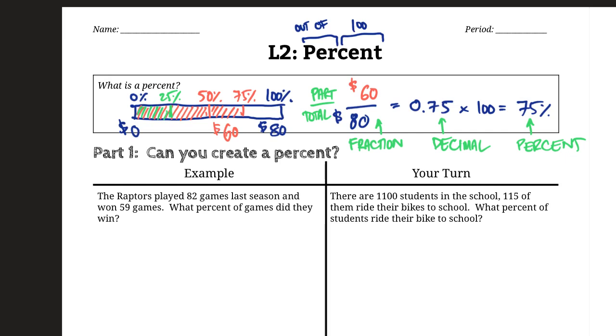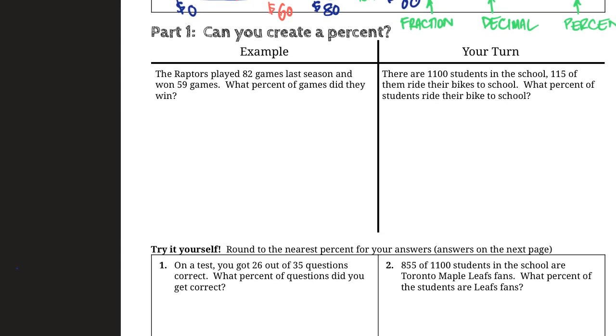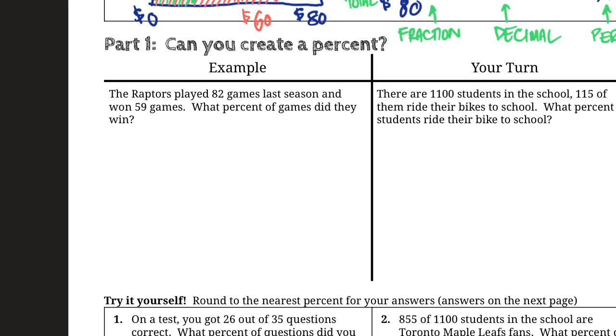So let's try another example. The example here: the Raptors played 82 games last season and won 59 games. What percent of games did they win? So what I would recommend for this, watch me do the answer, just watch it, then pause the video and copy down the solution. It's better to pay attention instead of just trying to copy while I talk. So the Raptors played 82 games last season and won 59.